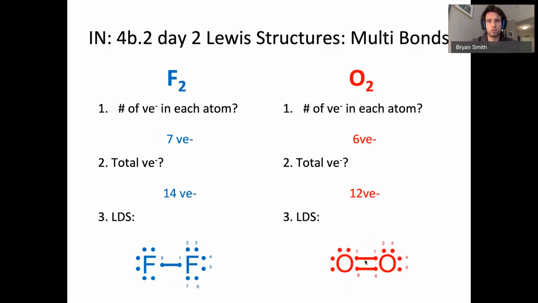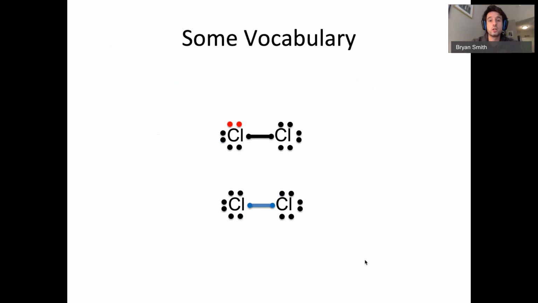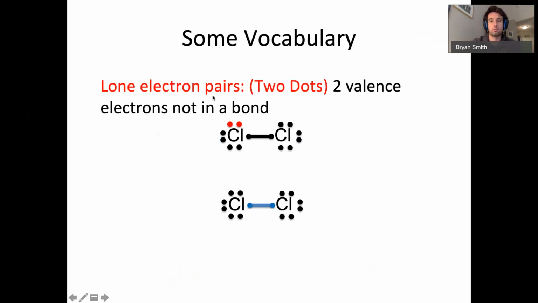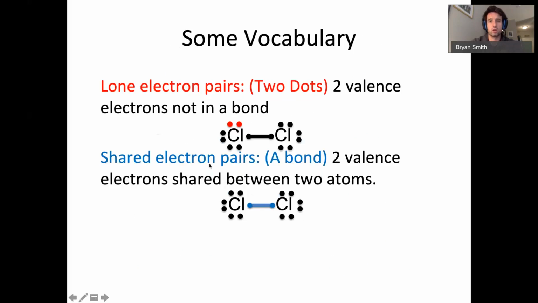You make a single bond, realize a single bond isn't enough, and then you do a double bond. So before we get any further in this, what I want to go over is some vocabulary, and we should have talked about this already. The difference between the two red dots up here and this blue line with the 2 dots next to it. These 2 red dots are called a lone electron pair. It's just 2 valence electrons that are not in a bond. Versus this blue thing over here is called a shared electron pair, or sometimes we refer to it as a bond. And keep in mind that if you have a line, that's 2 electrons as well. That's the key here.